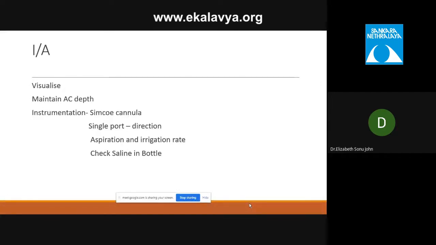Again, in phaco, the aspiration and irrigation rate has to be correct. If you do a fast aspiration, the AC can shallow and the PC can come up and you can get hold of the PC. And the other thing is, in phaco or any surgery, if you think the AC is shallowing, just look at the bottle. Sometimes sisters might miss it, so always check the saline in the bottle.